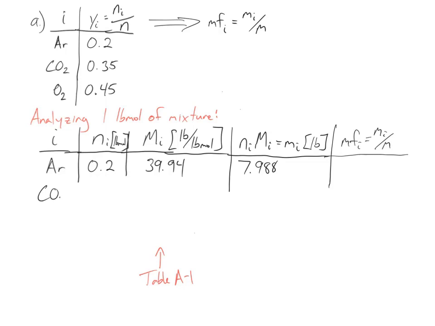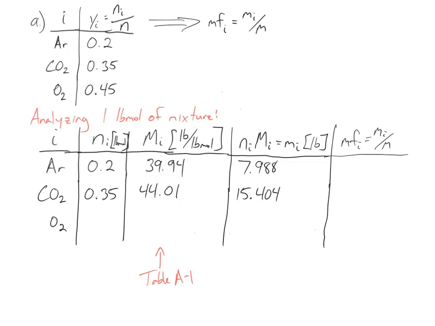So we'll put down here CO2, extend all these lines here. So for CO2, again, going back here, the number of moles is going to be 0.35 pound moles in our 1 pound mole mixture. The molecular weight from table A-1 for CO2 is 44.01 pounds per pound mole. And if we multiply those together, we're going to get 15.404 pounds. For oxygen, the number of moles is going to be 0.45 pound moles of oxygen in 1 pound mole mixture.